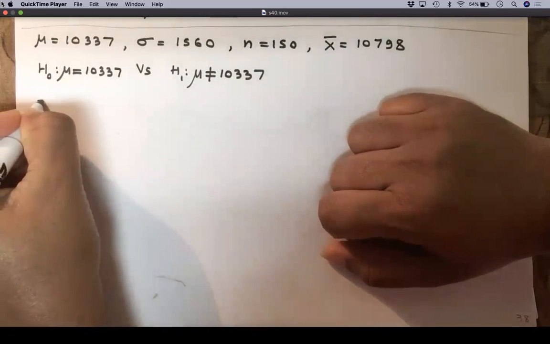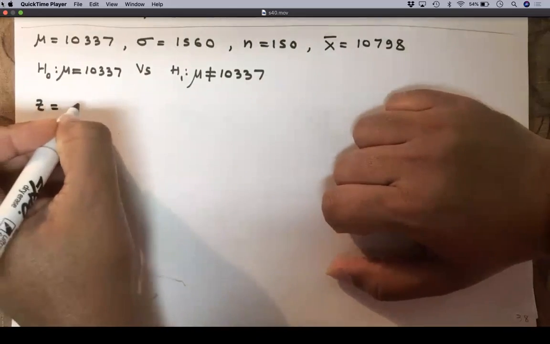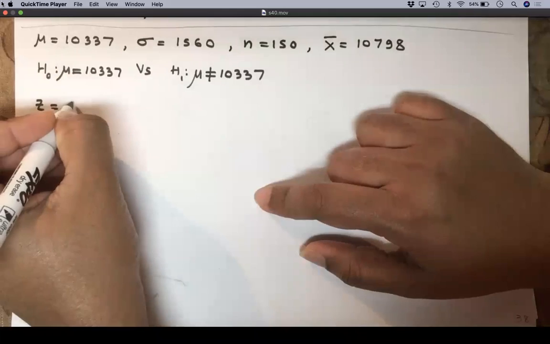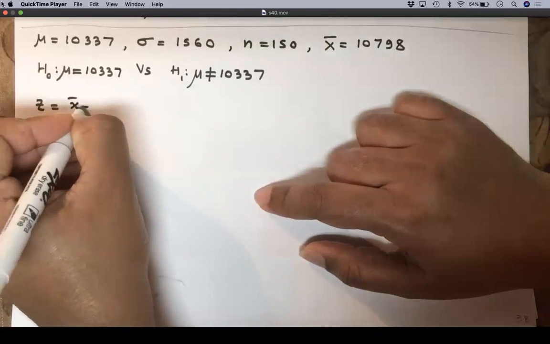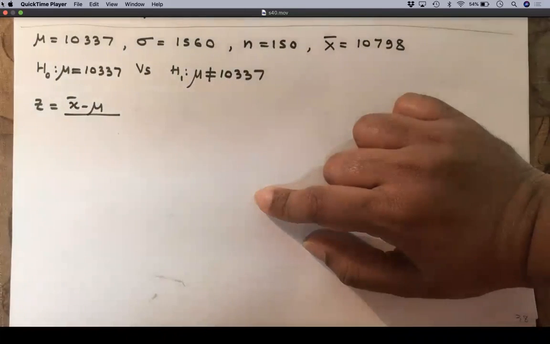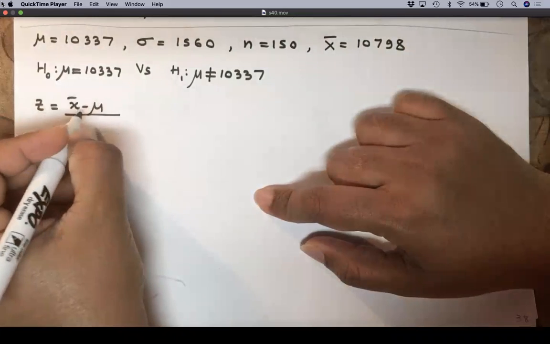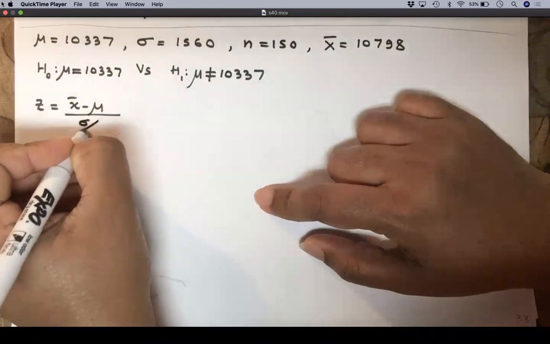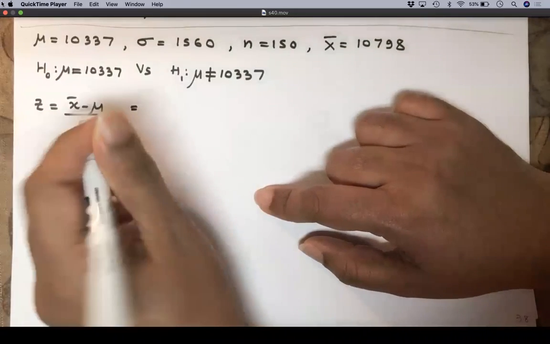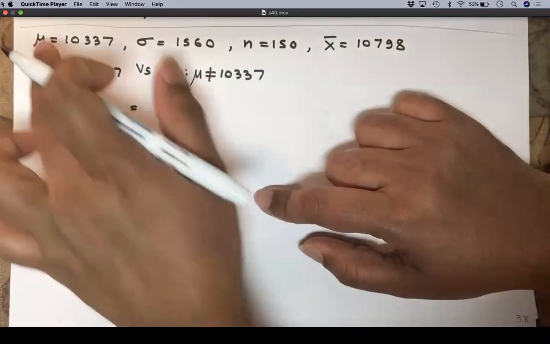The second step is to find the test statistic. If you know sigma, we have this formula for finding the test statistic. It is in slide number 38. It is x bar minus mu, divided by sigma divided by the square root of n. This is the formula. Now substitute the values here, because we know everything.